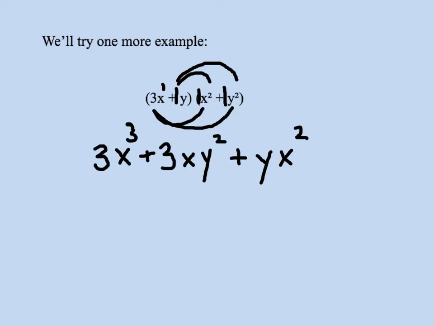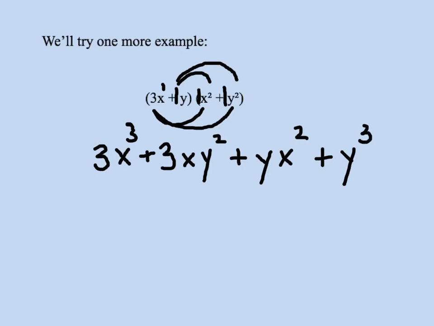And y times y squared. 1 times 1 is 1. We don't typically write the 1 for a numerical coefficient. Y times y squared. Keep the base the same. Add your exponents. That's y cubed.